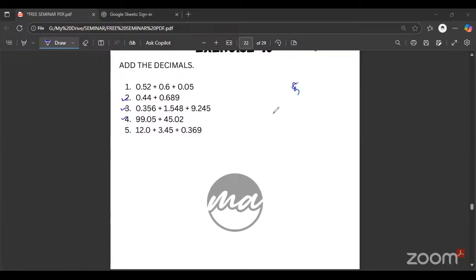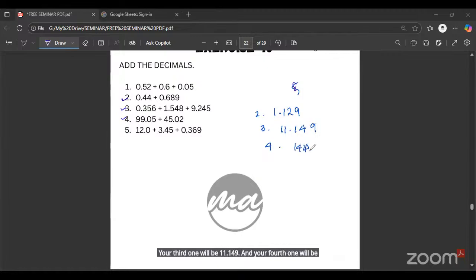Your first answer will be... second one will be 1.129. Your third one will be 11.149. And your fourth one will be 14.407. Okay. Those who have got wrong, you all can ask me the answers. I'll show you the working.